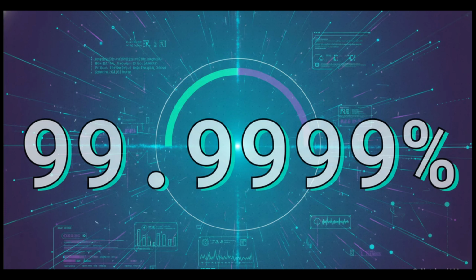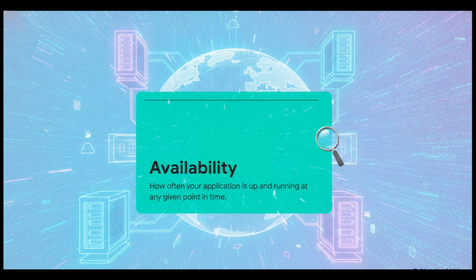But no matter where you keep that data, you are going to see uptime guarantees that look exactly like this, 99.99999%. So what does a number with that many nines actually mean in the real world? Well, that metric relates to availability. It essentially measures how often your application is actually up and running. A percentage that high means you're only expecting a few minutes of downtime across an entire year.